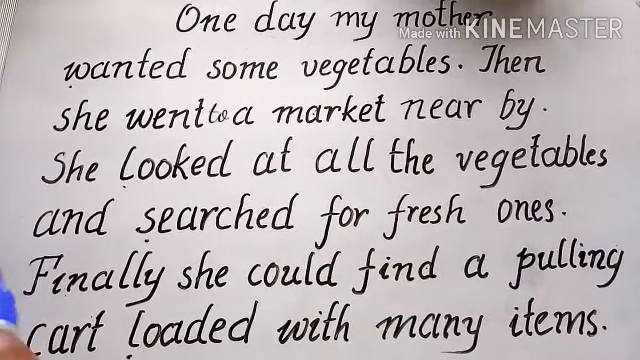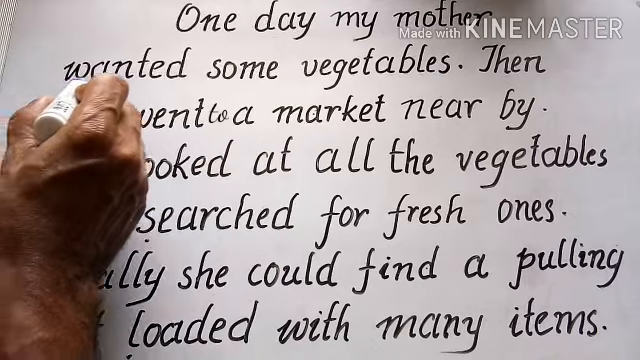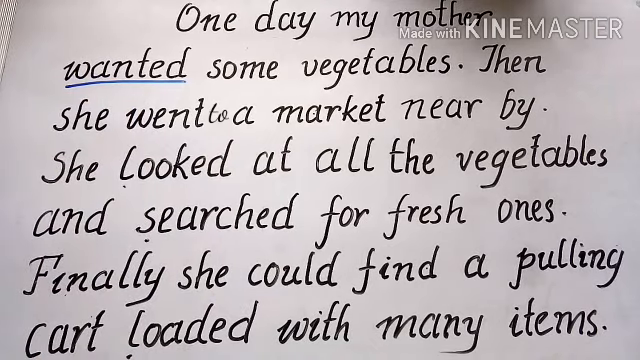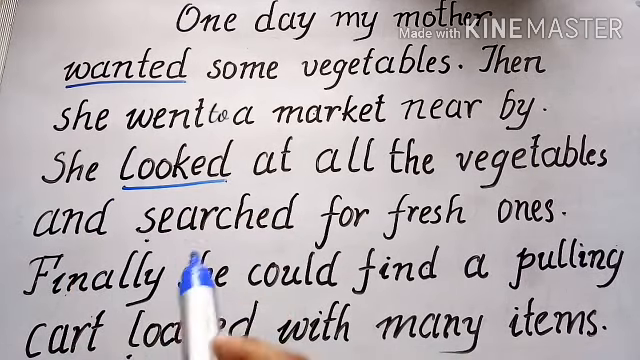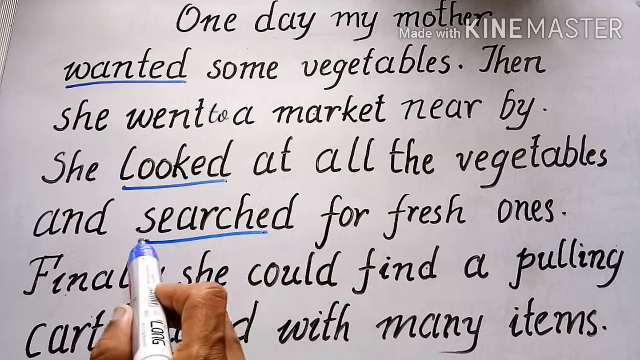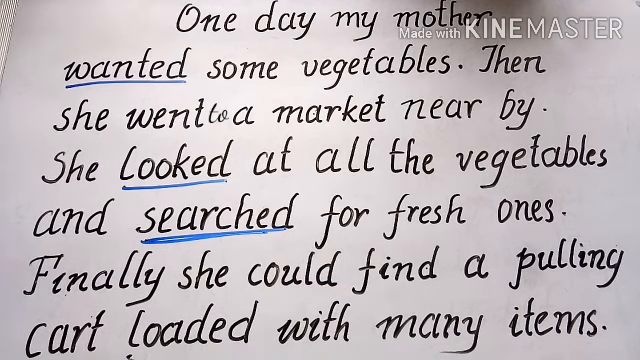In this passage, if you observe these words, this is wanted, this is looked, this is searched, and this is loaded. If you observe all these four words, all these are verbs having a suffix ed at the end, but all these are pronounced in different ways. And what makes the difference in the pronunciation? Let us explore that.